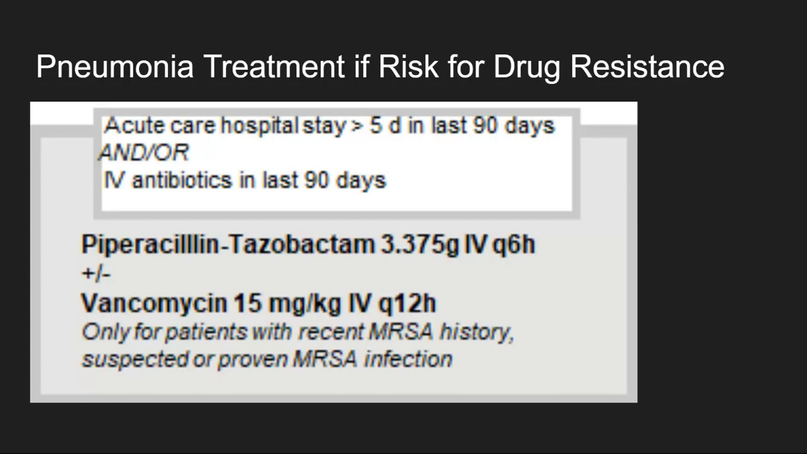So piperacillin tazobactam would be a first-line option for those patients, and then adding vancomycin only for those patients who have a recent MRSA history or have suspected or proven MRSA infection.